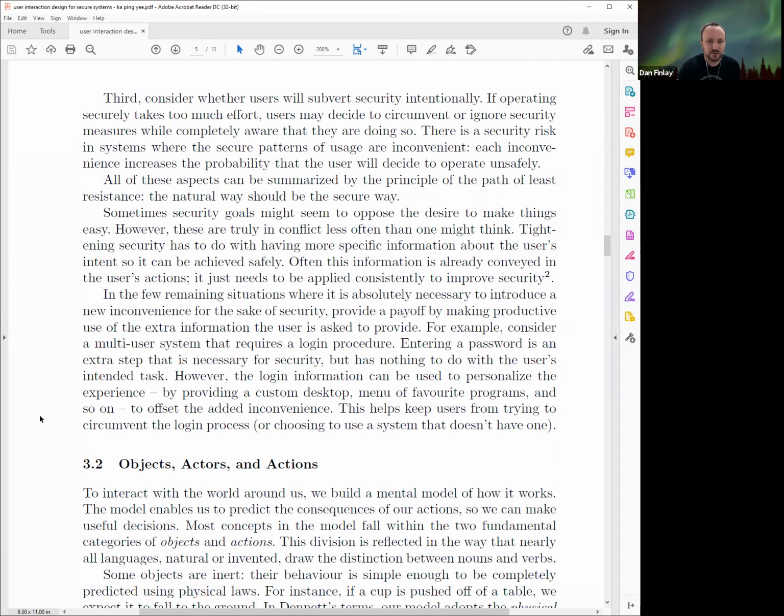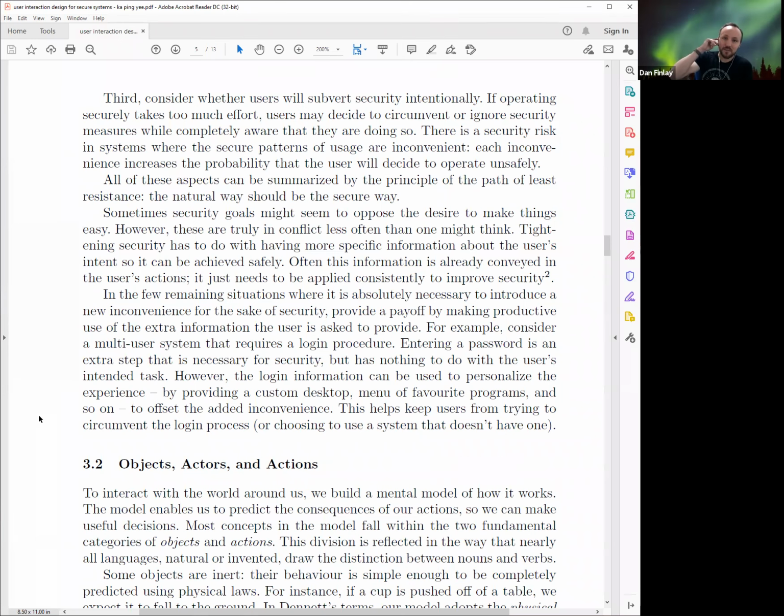Third, consider whether users will subvert security intentionally. If operating securely takes too much effort, users may decide to circumvent or ignore security measures while completely aware that they're doing so. There is a security risk in systems where the secure patterns of usage are inconvenient. Each inconvenience increases the probability that the user will decide to operate unsafely. All of these aspects can be summarized by the principle of the path of least resistance. The natural way should be the secure way.